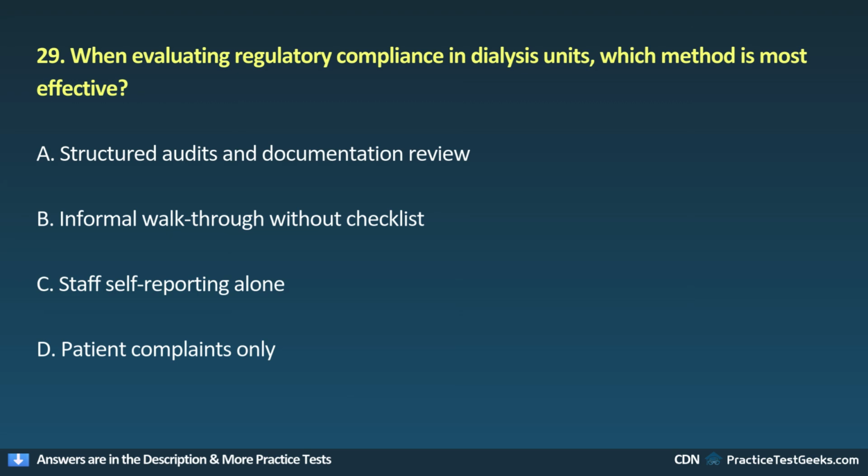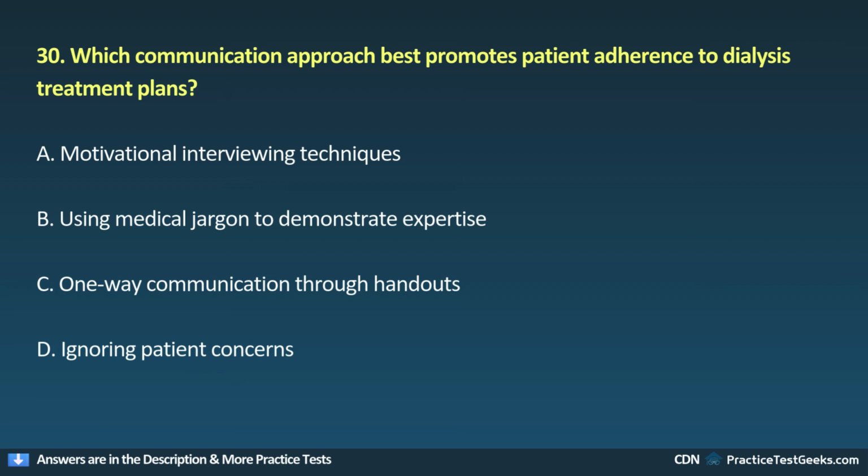29. When evaluating regulatory compliance in dialysis units, which method is most effective? A. Structured audits and documentation review. B. Informal walkthrough without checklist. C. Staff self-reporting alone. D. Patient complaints only.